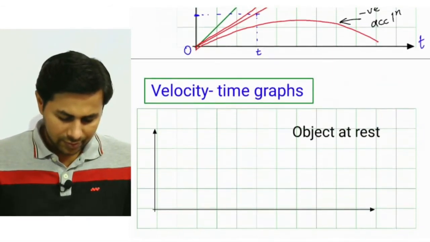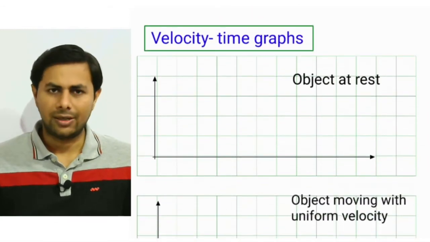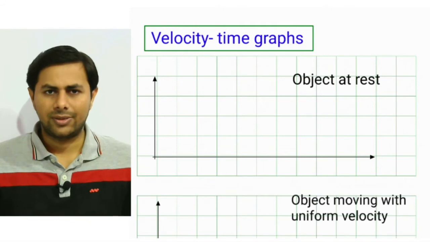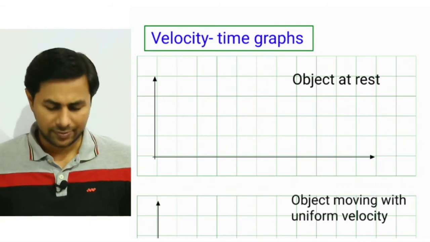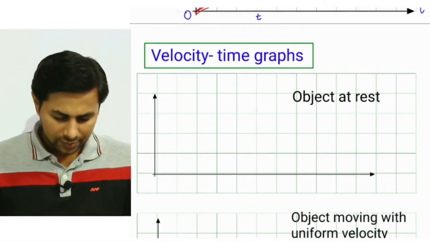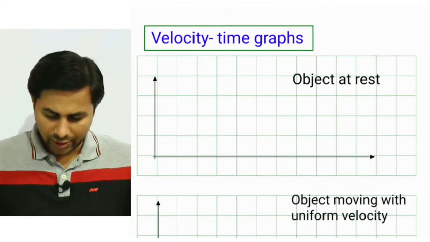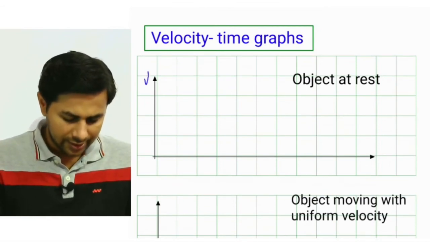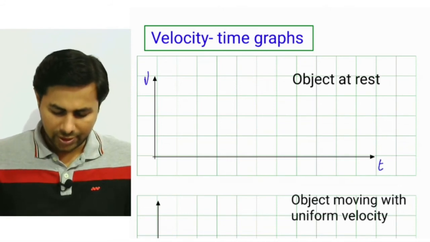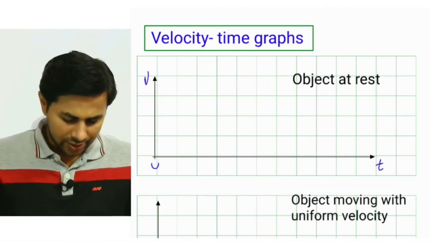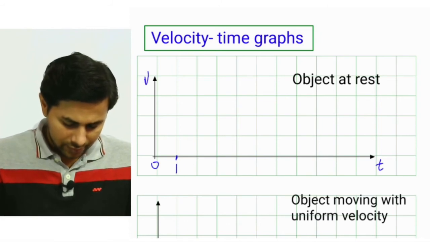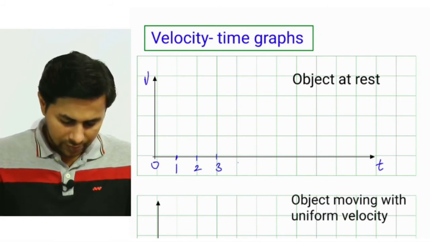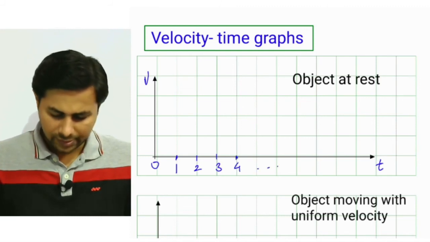Now let's move on to the next category of graphs, velocity versus time graphs. Let's look at a very simple case, the object is at rest. Now velocity is on the vertical axis and time on the horizontal axis. So this is t equals 0, 1, 2, and so on.